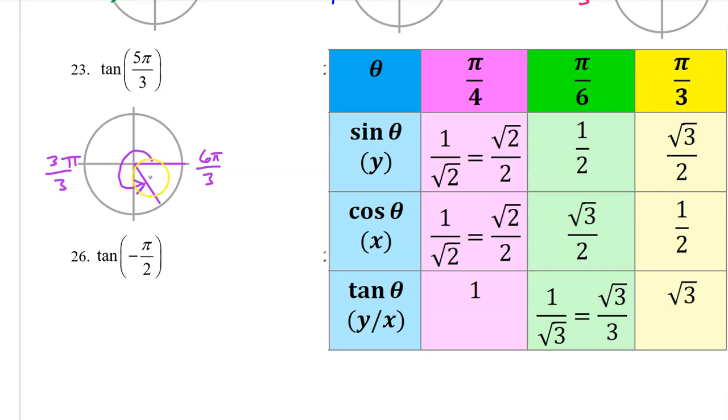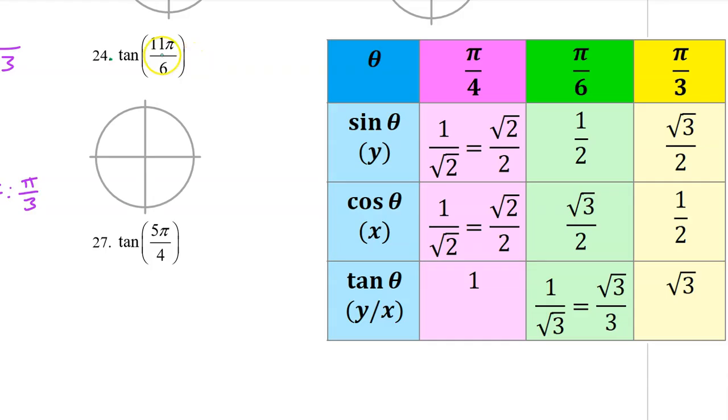In the fourth quadrant, the terminal side has a negative slope. See how it's downhill? That tells us that the tangent will be negative something. This angle between the terminal side and the x-axis is pi over 3. So that is the reference angle. And since the tangent of pi over 3 is radical 3, the answer will be negative radical 3.